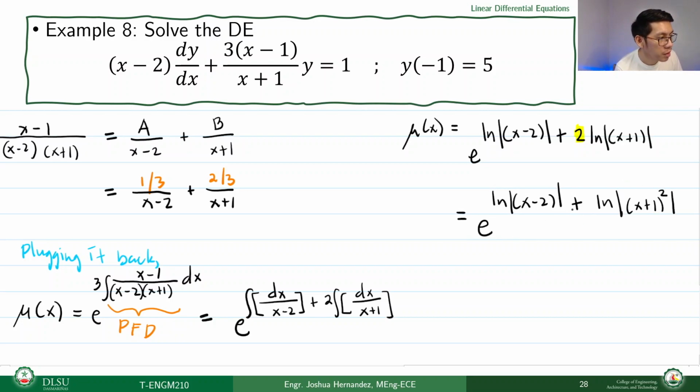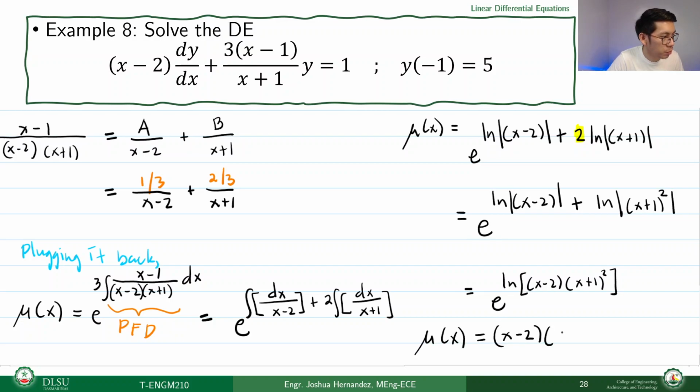Again, by properties of logarithm, ln m plus ln n can actually be simplified to ln of m times n. In other words, pwede natin silang pagsamahin. Magkakaroon tayo ng simplified expression as e raised to ln, ganito, x minus 2 and then x plus 1 squared. And we know that any natural logarithm that is raised to e will cancel out. So, finally, we have mu of x equals x minus 2 multiplied by x plus 1 squared. Ayan.